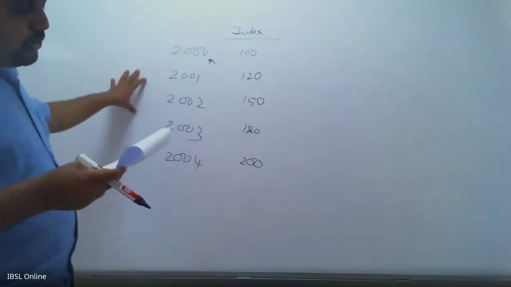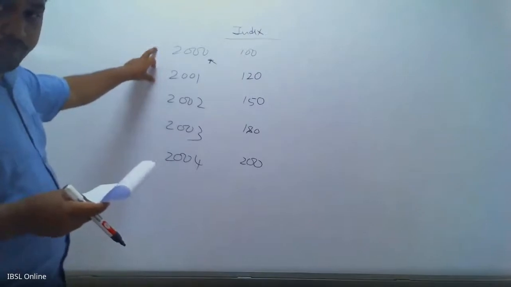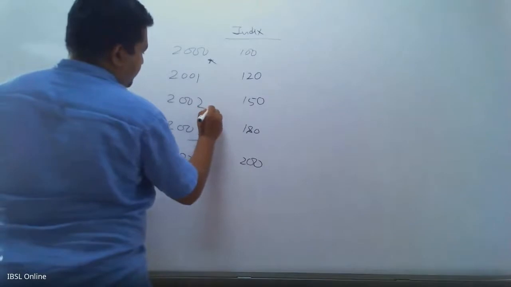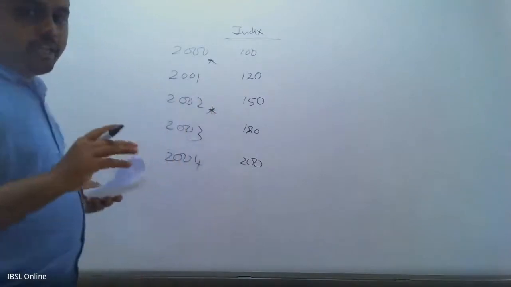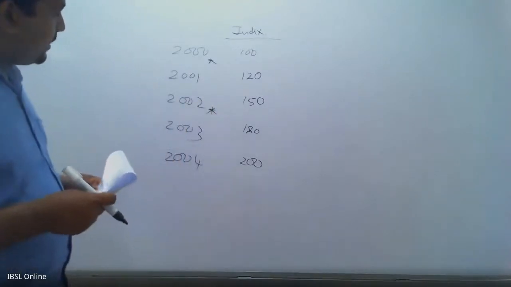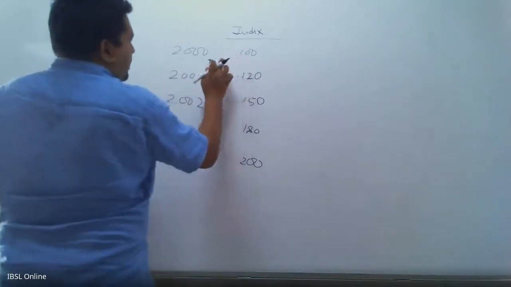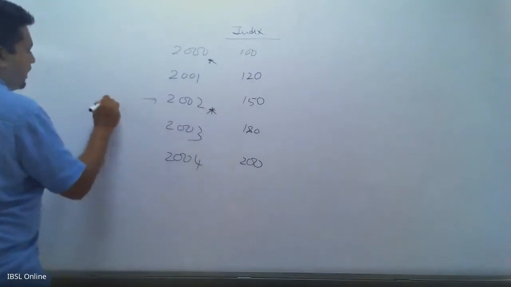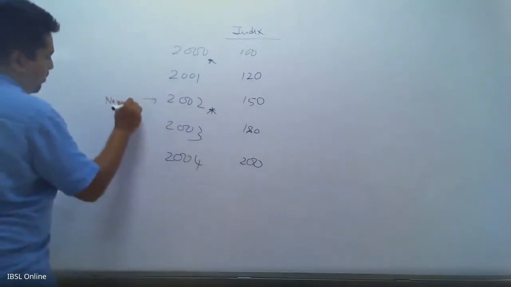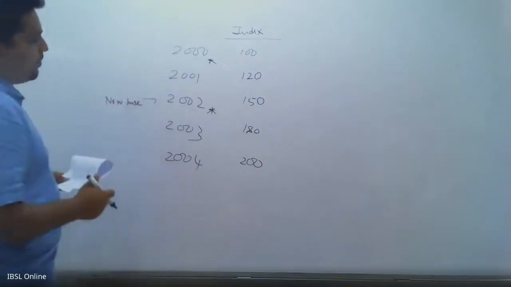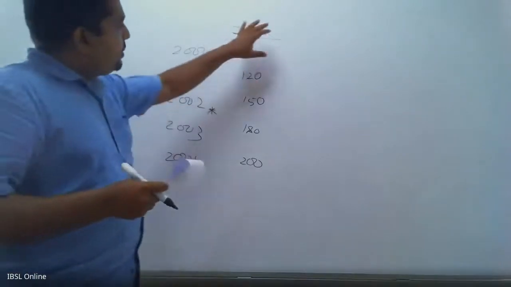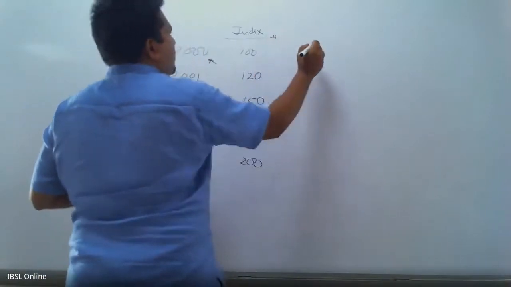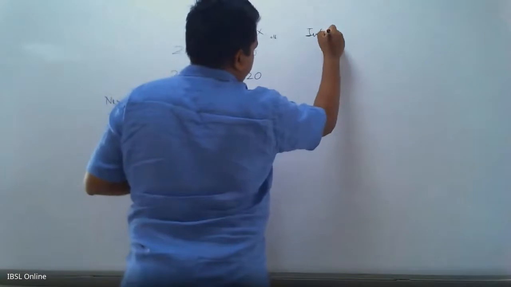Now what you are going to do is, instead of year 2000, you're going to define year 2002 as the new starting point of your index. This 100 is no longer the base; rather, year 2002 is going to be your new base year. Now what will happen to this new index? This is index old and this is going to be index new.